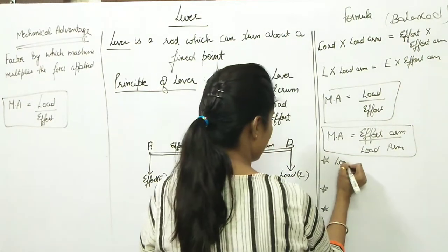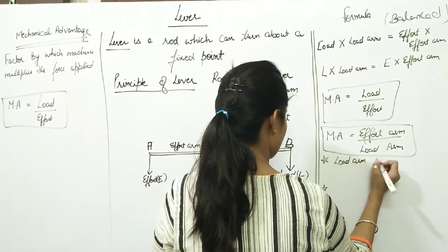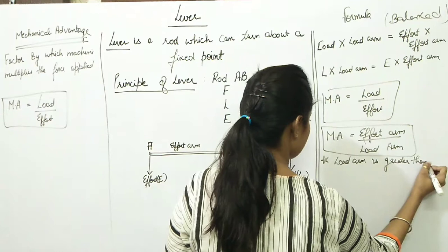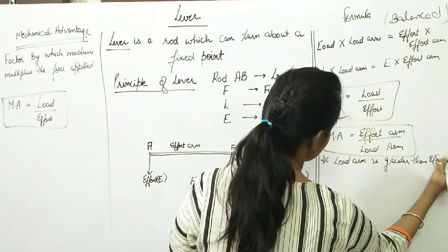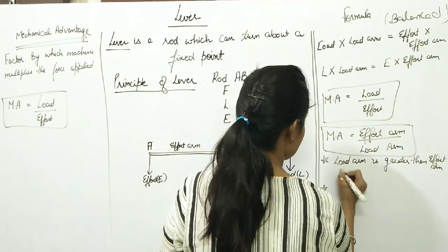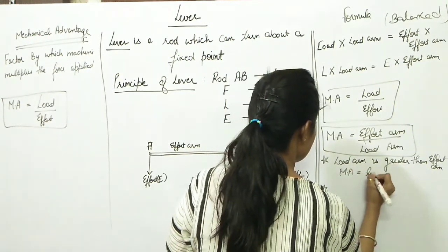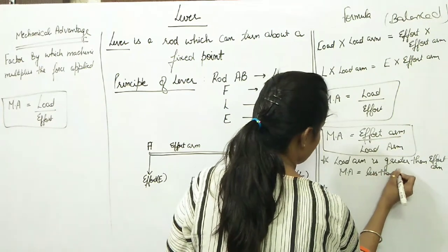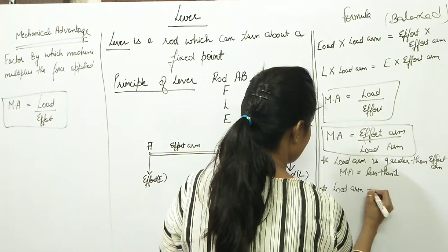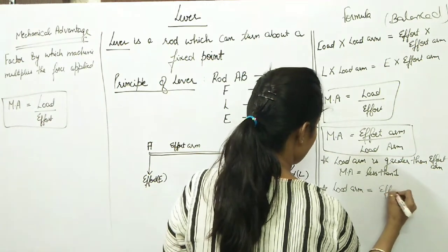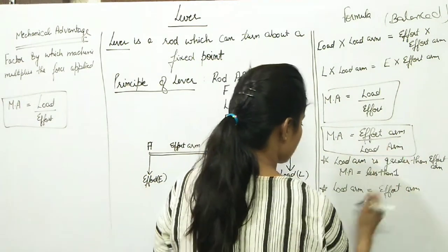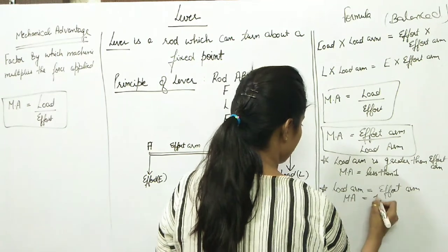When the load arm is greater than the effort arm, it means the mechanical advantage is less than 1. Next point, when the load arm is equal to the effort arm, both are equal, so the mechanical advantage is equal to 1.